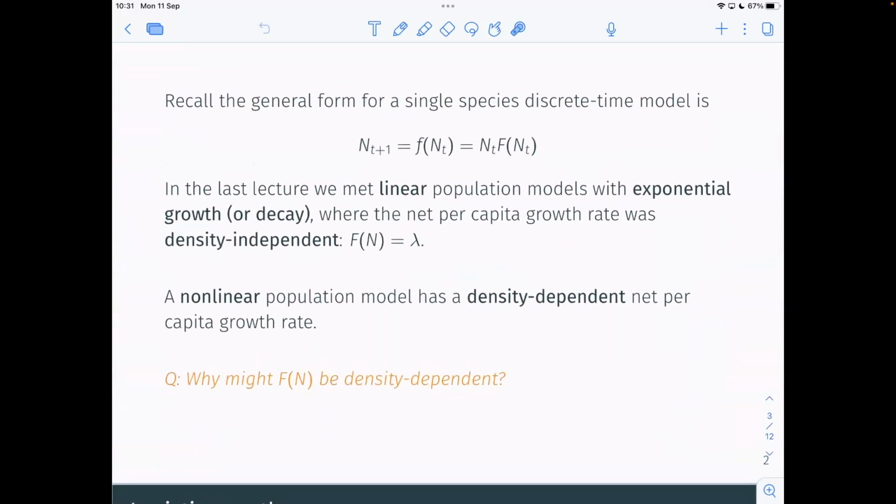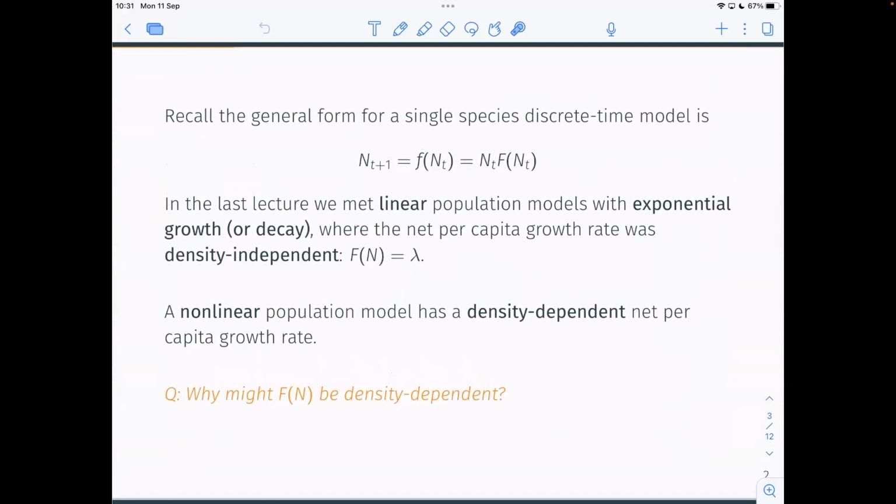Okay, so if you recall from last week, we had a general form for a single species discrete time model. So population size, n, in time step t+1. So this could be, remember, days, weeks, months, years, generations, some sort of projection interval. Our population size n at time point t+1 is some function f, little f of nt, and this is the net growth rate or growth ratio. And then we can also write this for population models as our population size times capital F of nt, where that capital F is our net per capita, so per individual, growth rate of population.